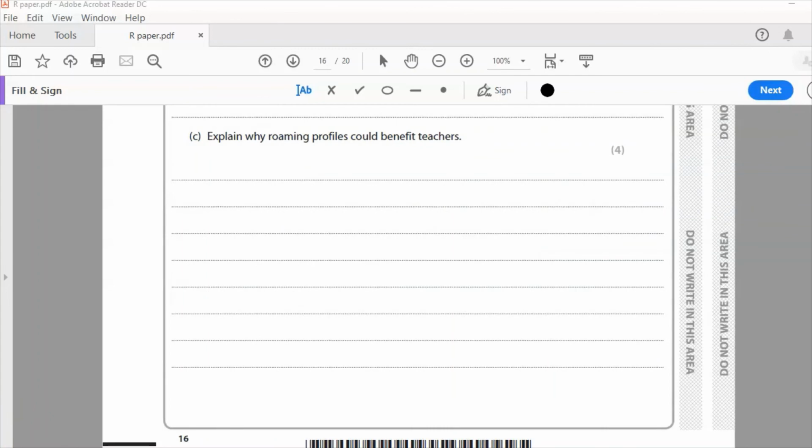C, quite an interesting question this. Explain why roaming profiles could benefit teachers. Roaming profiles are where your profile moves with you, so you can go from computer to computer and log on. The benefits to that, because for teachers, teachers can work on different workstations and they can go anywhere and access all their files. And that is the benefit of having that roaming profile. Roaming means it moves with you, so I can log onto a different computer and access all my files. Not every school or college has that.